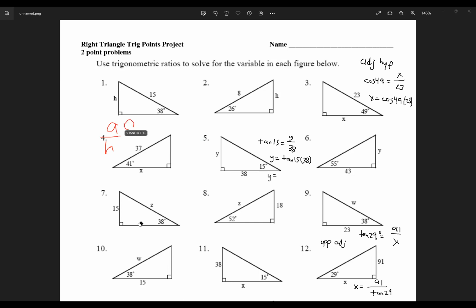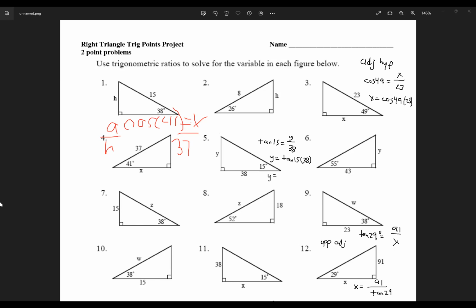Yeah, exactly. So cos 41 equals adjacent over hypotenuse, x over 37. There we go. Yep. So x is cos 41 times 37. See what I mean? It's just a matter of setting up the right trig ratio. Once you set up the right trig ratio, the rest is just algebra, right?